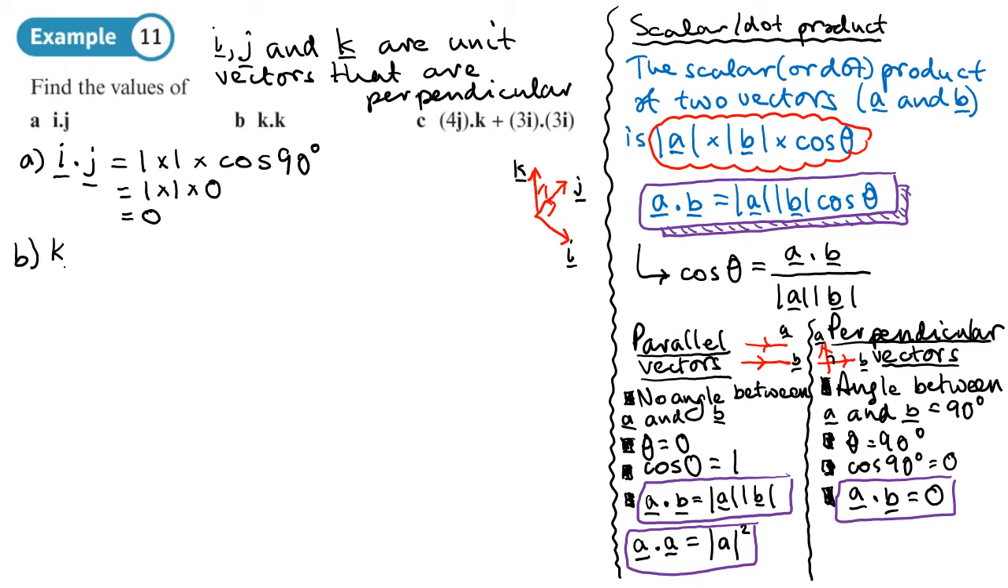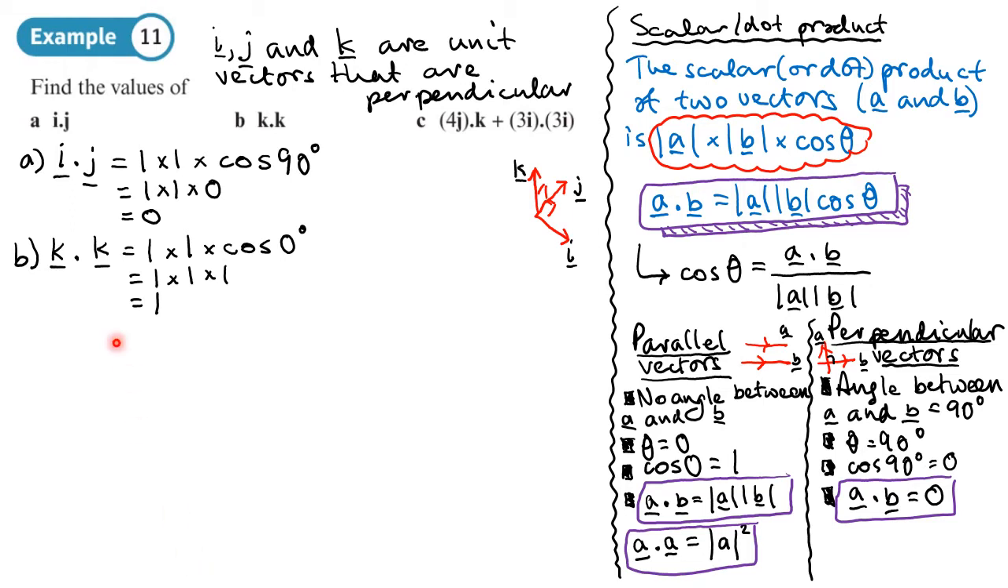So we've now got K dot K. So we do the same thing again. We want the length of the vectors times by the angle between them. So that's going to be 1 times by 1. Now the angle between them is 0, isn't it? So cos 0. Now cos 0 is 1. So you've got 1 times 1 times 1. So the final answer is just 1.